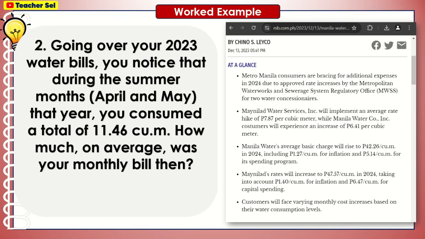Going over your 2023 water bills, you notice that during the summer months, April and May that year, you consumed a total of 11.46 cubic meters. How much on average was your monthly bill then?